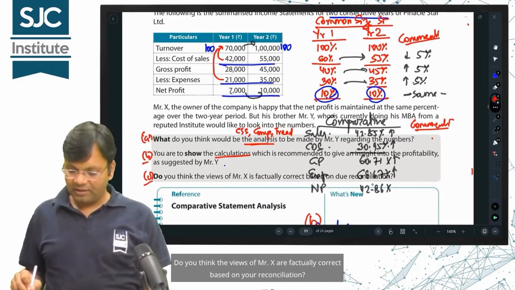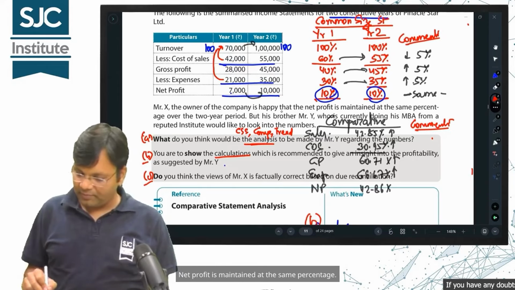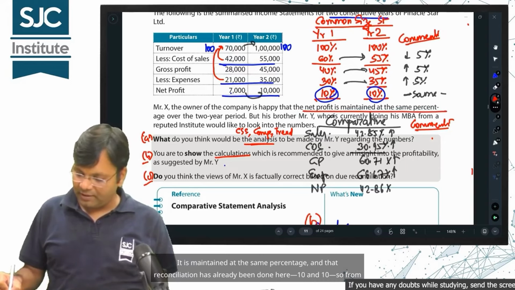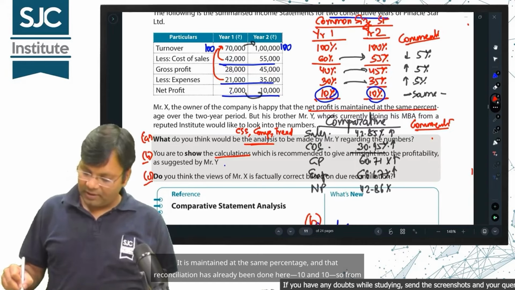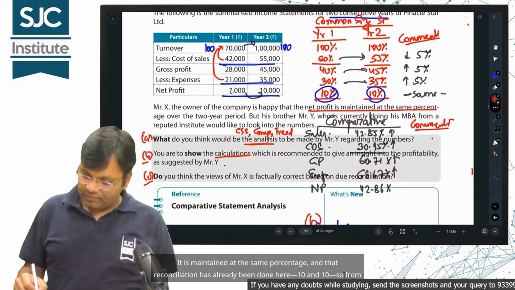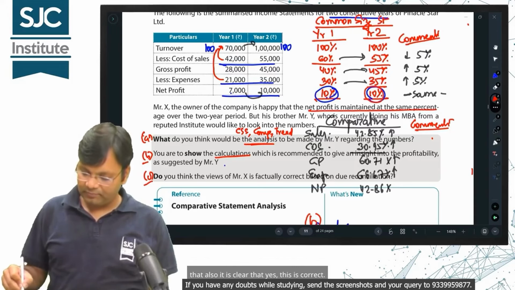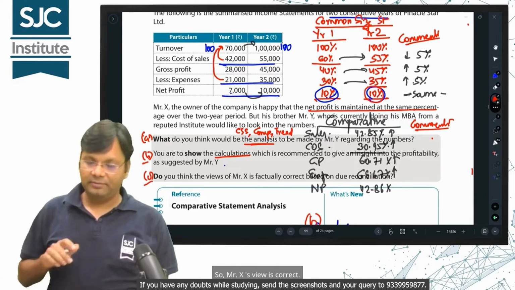So what did Mr. X say? That the net profit is maintained at the same percentage. What is the net profit here? It is maintained at the same percentage, and that reconciliation has already been done here, 10 and 10. So from that also it is clear that yes, this is correct. So Mr. X's view is correct. This has to be written in the third part, so how to present it nicely, let me explain once again.